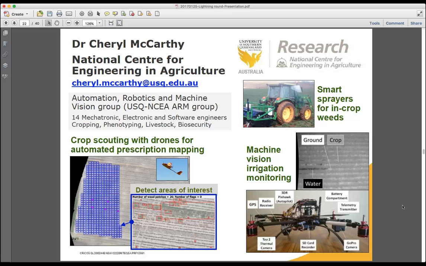I also show weed map or prescription map generation from a UAV. We had image analysis applied to the mosaic. We identified only 0.5% of the whole field was covered with weeds in this fallow situation. And I also show some thermal imagery from a drone in the bottom right there for irrigation monitoring. We also do work in phenotyping livestock and biosecurity applications.